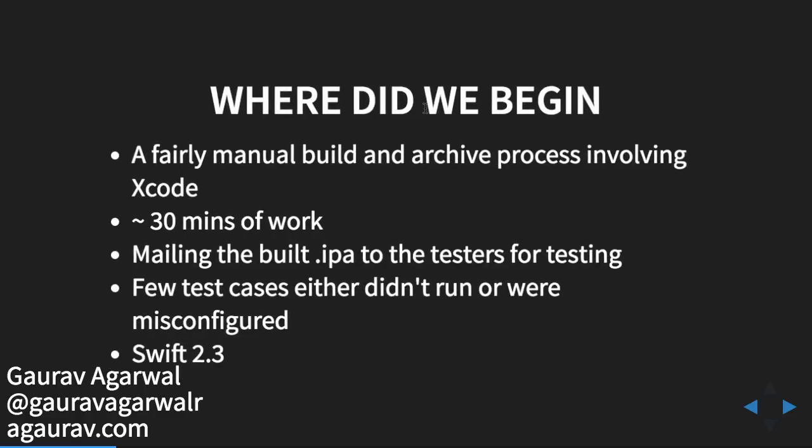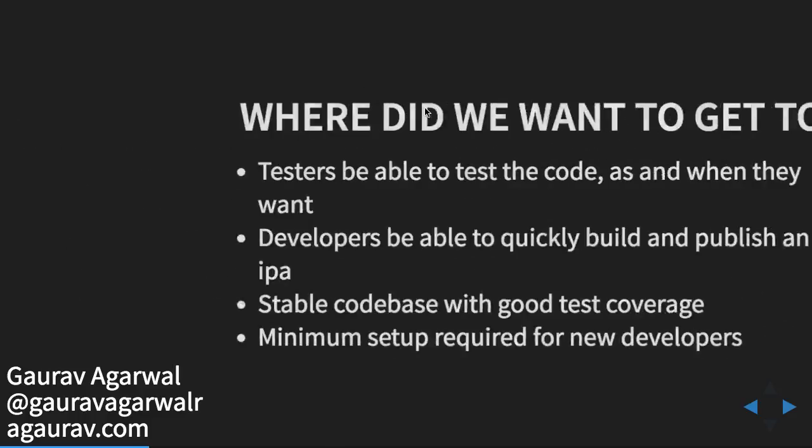So where did we begin? What we had was a fairly manual build and archive process involving Xcode. Approximately 30 minutes of work just to get a built IPA into the hands of our testers. Releasing every day was not possible. We had to spend 30 minutes just to create the IPA and give it to the testers because of various reasons. A few test cases either didn't run or were misconfigured, and we had Swift 2.3.